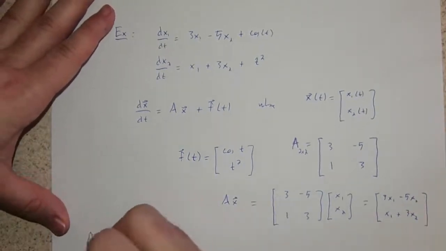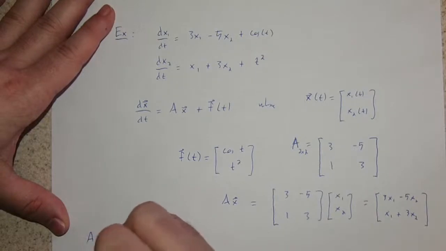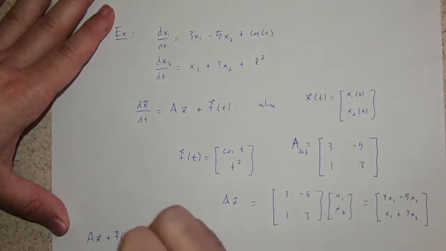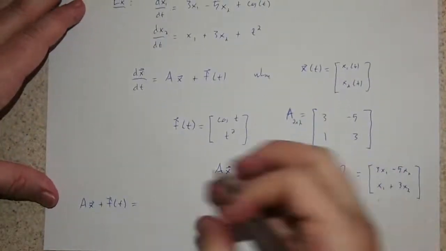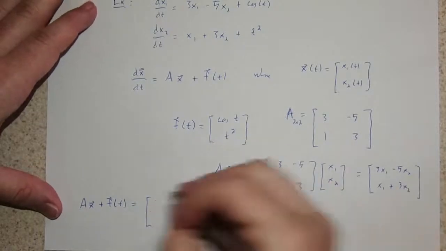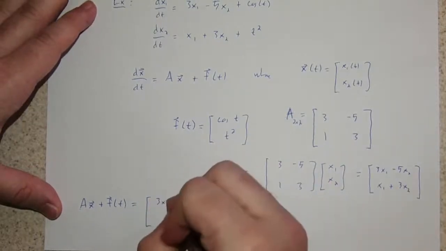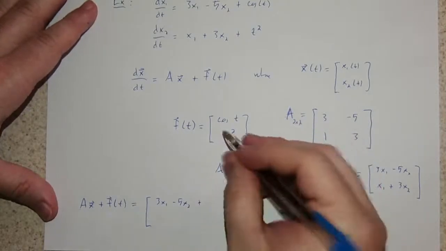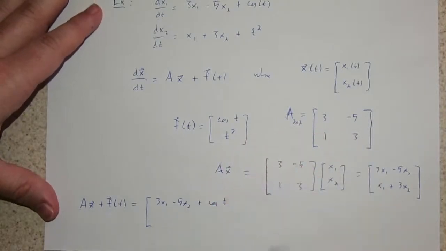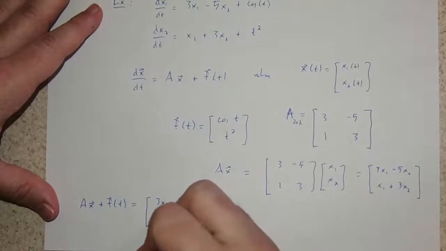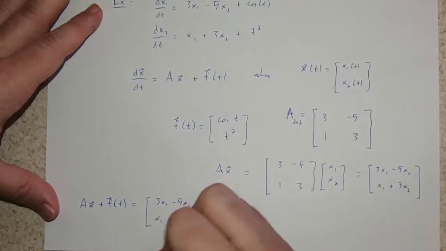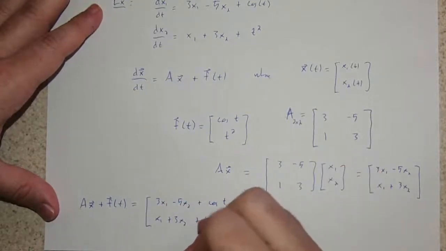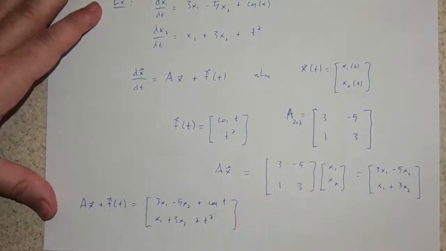So this is A x plus f of t, which is 3x1 minus 5x2 plus cosine of t, and x1 plus 3x2 plus t squared. So this is the vector I get.